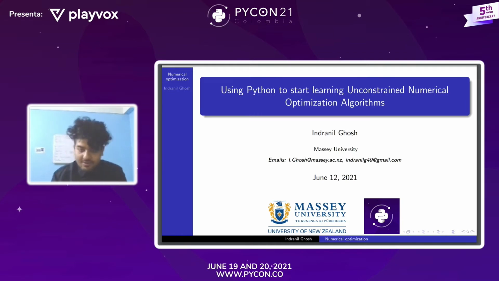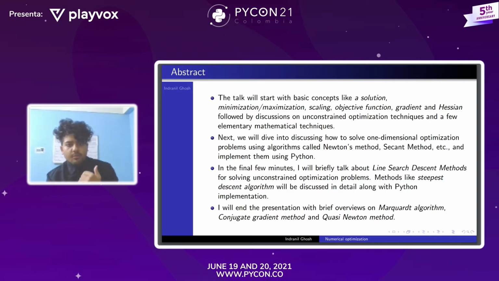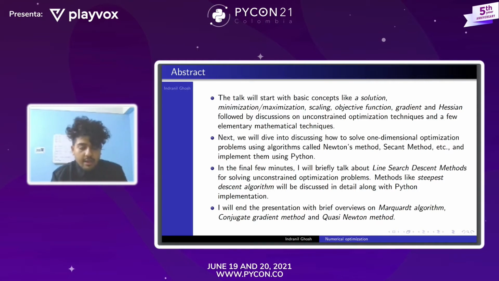So today I'm going to cover some basic concepts like a solution, minimization, maximization, then scaling, and what are objective functions, or what's a gradient and a Hessian of that function. Then we'll discuss some more advanced topics like some one-dimensional optimization problems, and how to solve them using methods called Newton's method or secant method, etc. And we'll also see some Python implementations.